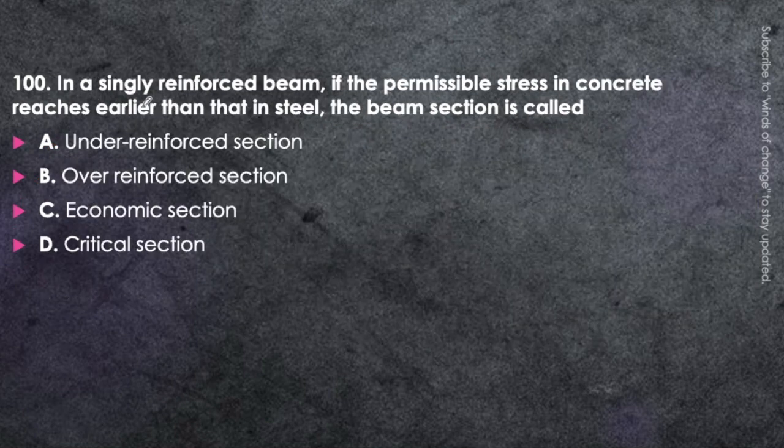Next question. In a singly reinforced beam, if the permissible stress in concrete reaches earlier than that in steel, the beam section is called under reinforced, over reinforced, economic or critical section. This is also an easy question. If the permissible stress in concrete reaches earlier than steel, that means the steel reaches after concrete. So yielding of steel will not occur in it. So this section will be called over reinforced section. And this section has to be avoided.